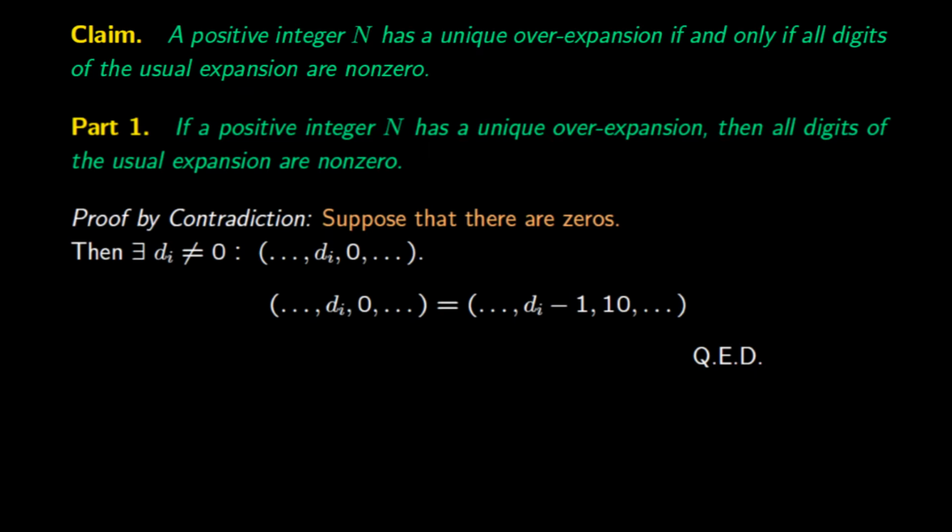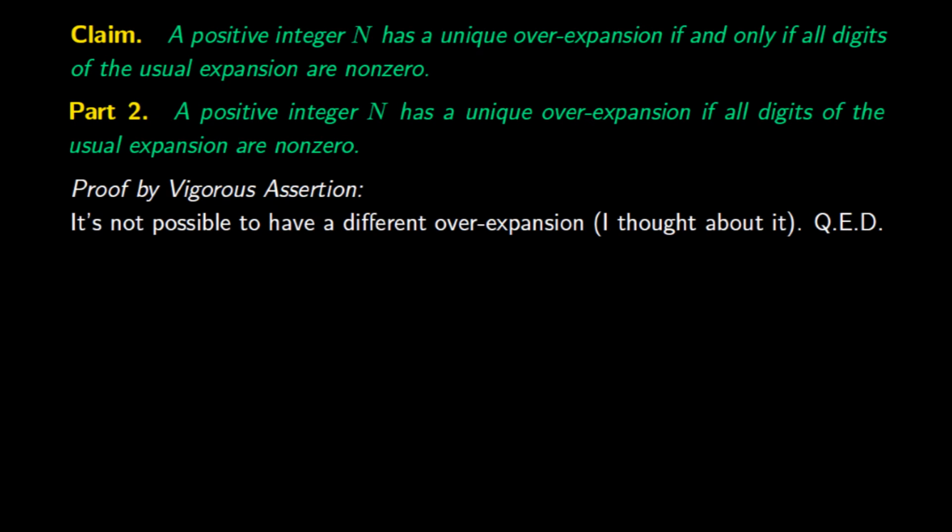This concludes the proof of one direction. Let us state the other direction. A positive integer n has a unique overexpansion if all digits of the usual expansion are non-zero. Let us remind you that vigorous assertion does not make a proof. We can't just say that it's not possible because we thought about it. We have to be more convincing for those who don't see this as obvious.